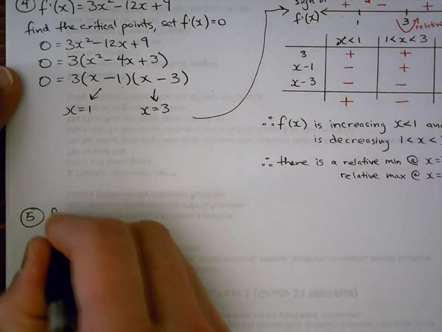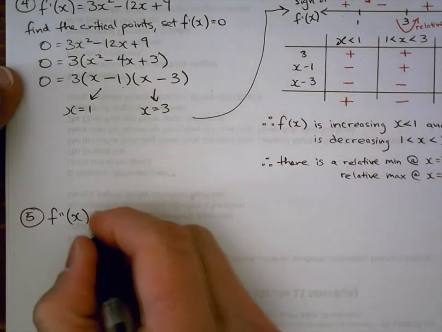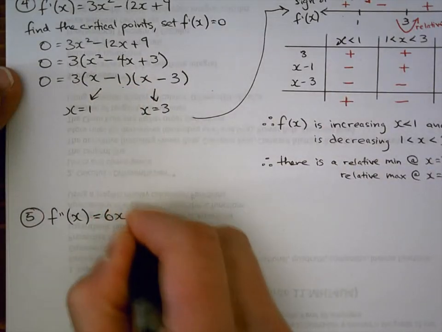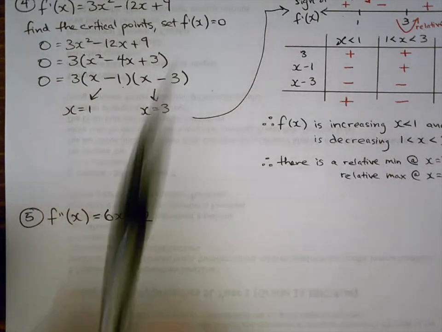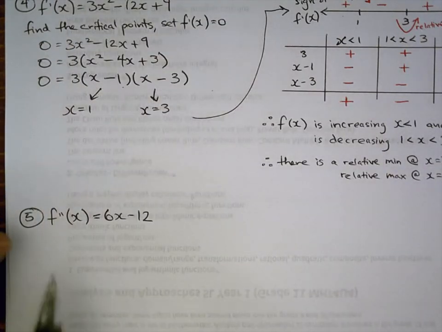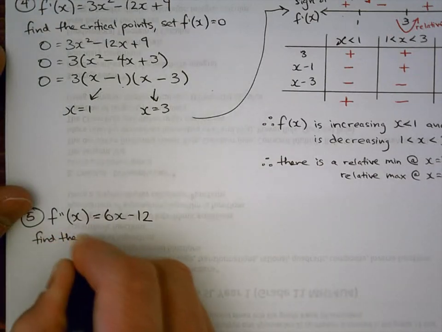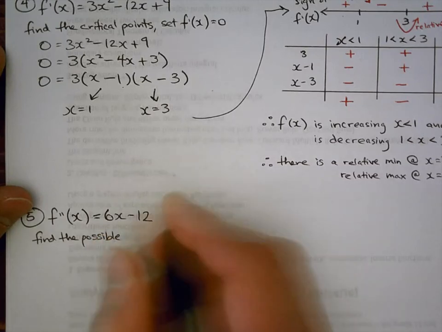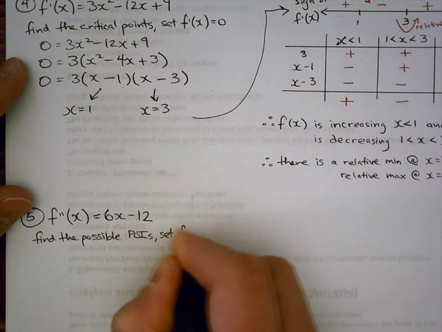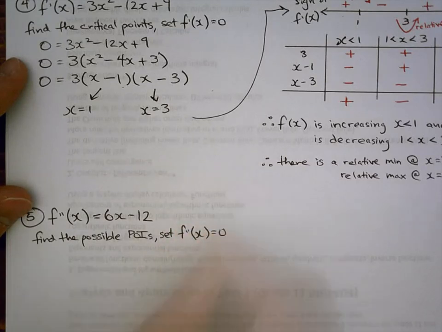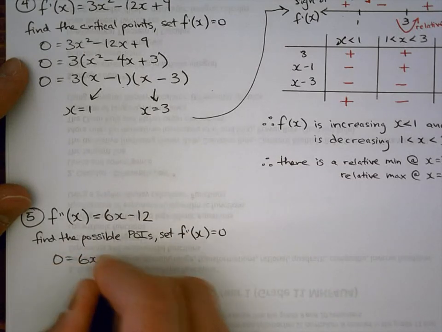The second derivative of this function: I'm going to use the first derivative and take the derivative of that. That gives me 6x minus 12. Look at how the function has gotten easier. Remember the pattern that every time you take a derivative, you go down by 1 degree. To find what I call possible POIs, they're not called critical points, we set the second derivative equal to 0. So it's almost the same strategy as last time. We have 0 equals 6x minus 12.